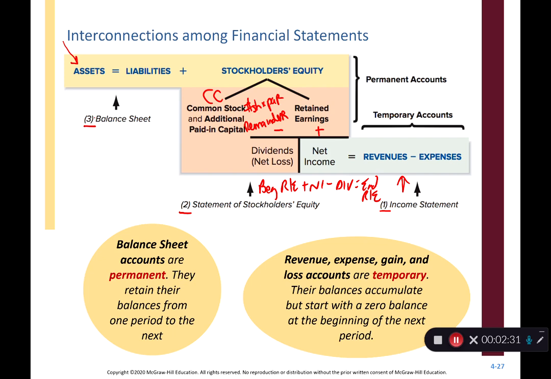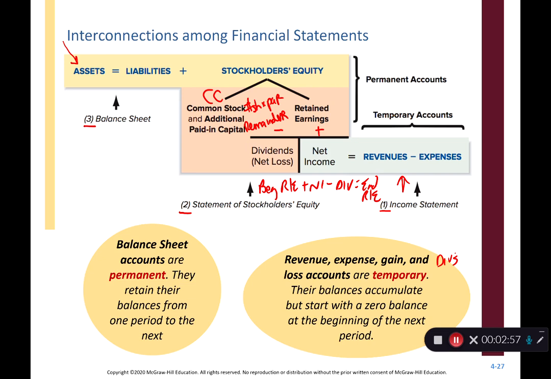Balance sheet accounts are what we call permanent accounts. They carry over from year to year. So the beginning balance in 2020 is the ending balance from 2019 on our balance sheet accounts. Revenue, expense, gain, and loss accounts, those are income statement accounts. Those are what we call temporary accounts. In addition to revenue, expense, gains, and losses, dividends are also temporary accounts.